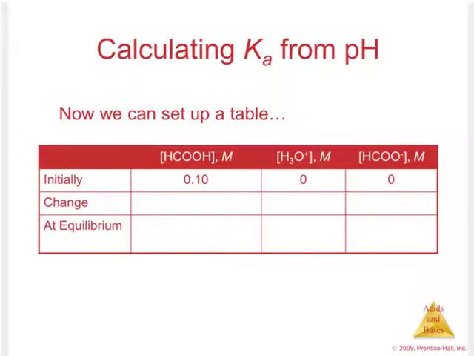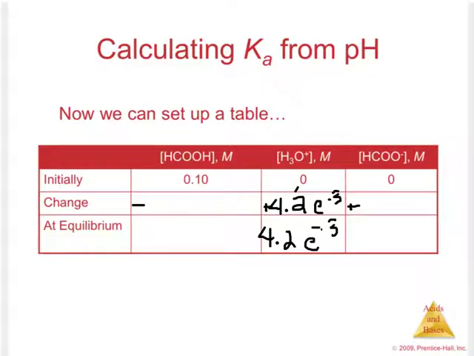And we know that at the change this formic acid is going to decrease by some amount as it dissociates, producing hydronium ions and formate ions. And since we know what the pH of the solution was, and we used that to determine the hydronium ion concentration, which we found to be 4.2 times 10 to the negative third, we know that the hydronium ion concentration increased by that amount.